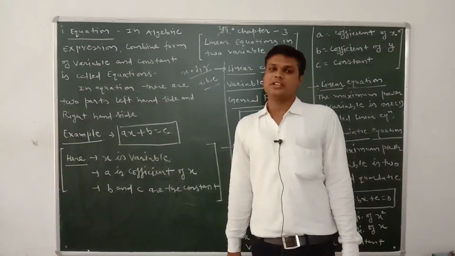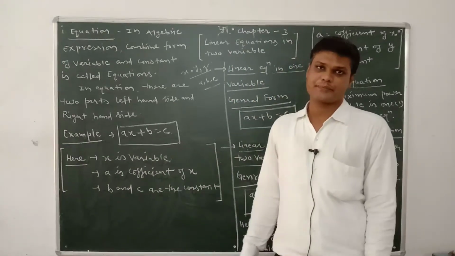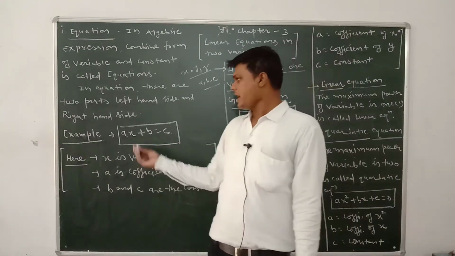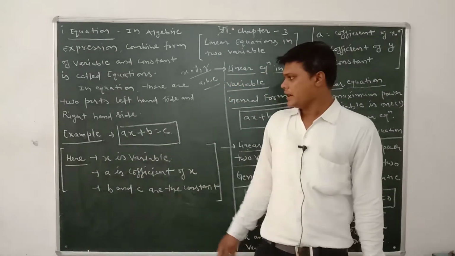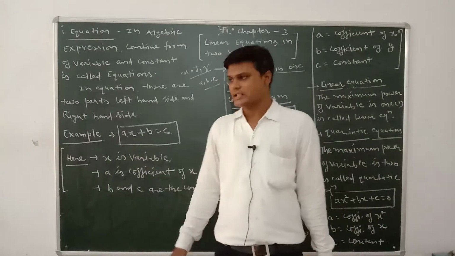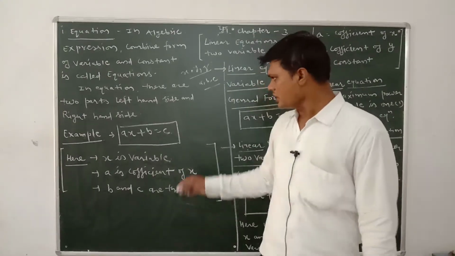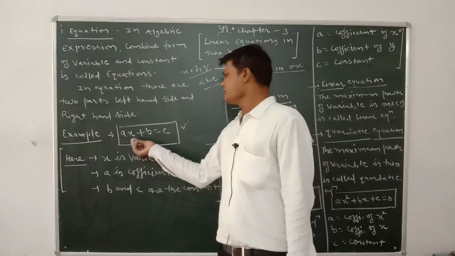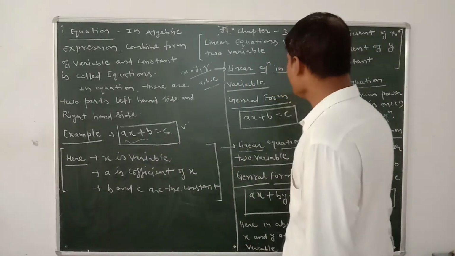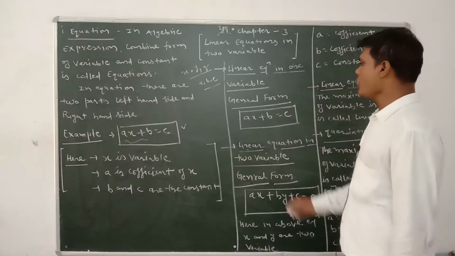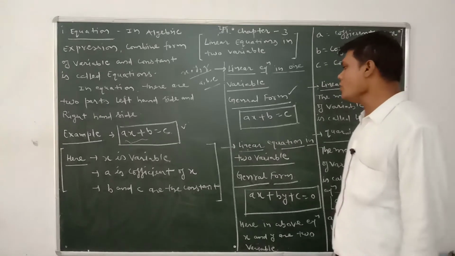For example, the general form of the equation is ax plus b is equal to c. Here x is the variable, a is the coefficient of x, b is a constant and c is a constant. This is the general form of the equation. There are two parts: this is called the left hand side and this is called the right hand side. Now, the general form of a linear equation in one variable is also ax plus b is equal to c.